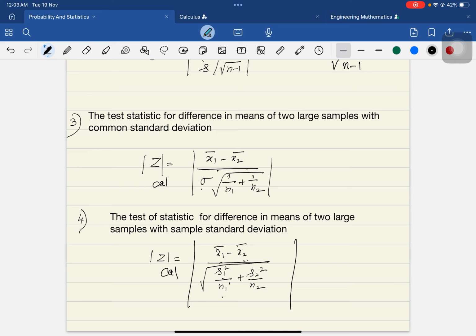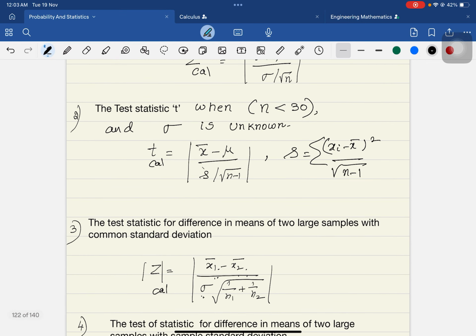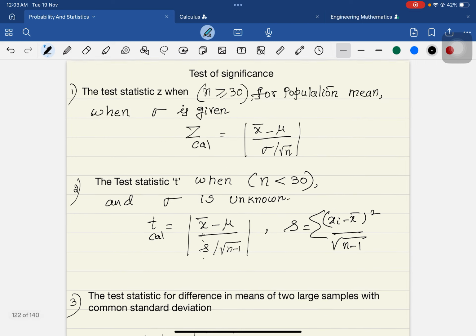So for two large samples with a common standard deviation, this is the formula with sigma, and for the sample mean and population mean difference, it is over the standard deviation over square root of n minus 1.